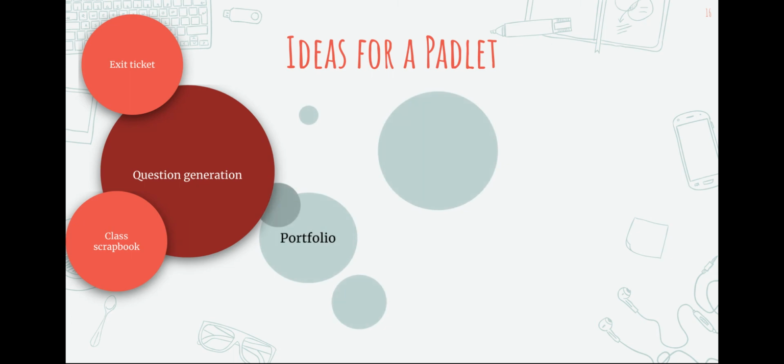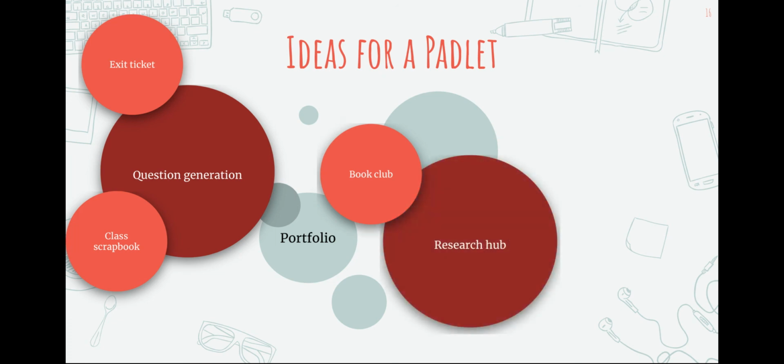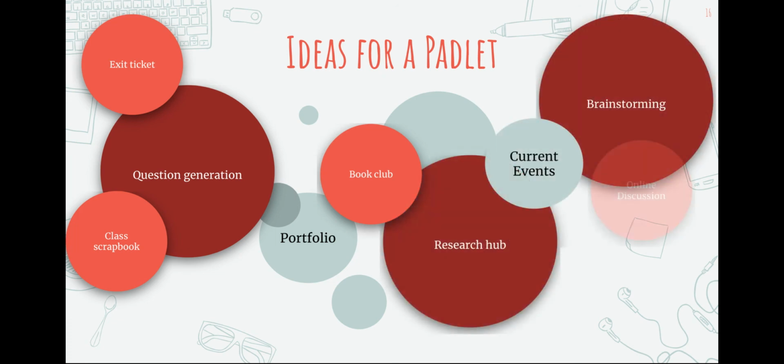We did that for 9th grade when we left for quarantine. We collected all the photos we'd taken over the year and kind of had a little memory thing, and then they kept adding photos to our scrapbook. You could use it as a student portfolio, use it for a book club, as a research hub, for current events and brainstorming, or an online discussion. The discussion is what I've actually been using this for quite a bit. My digital campus students are timid to talk out loud online in the classroom, but they seem to be more willing to do so in the Padlet form.